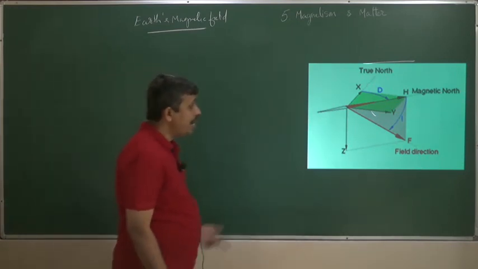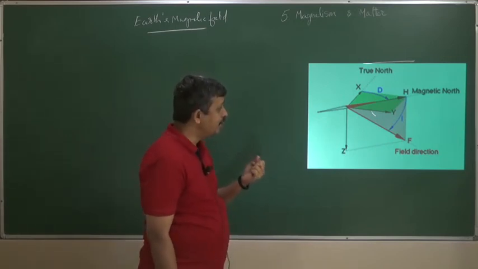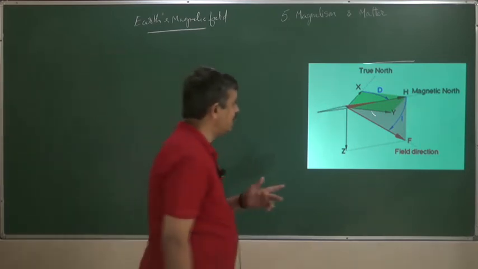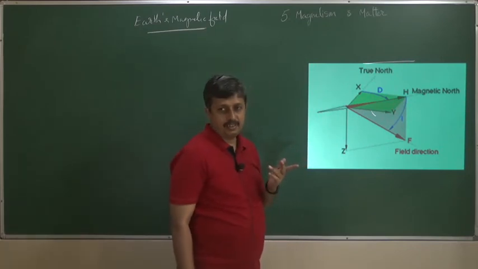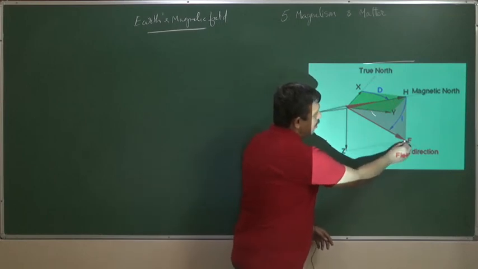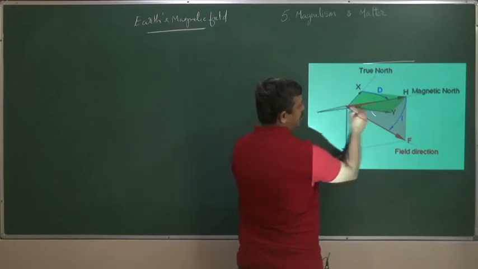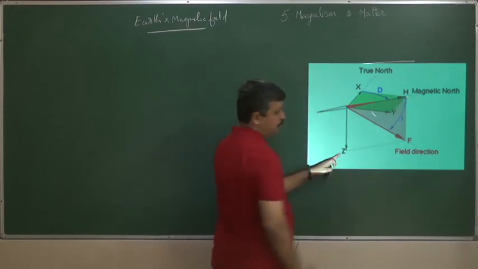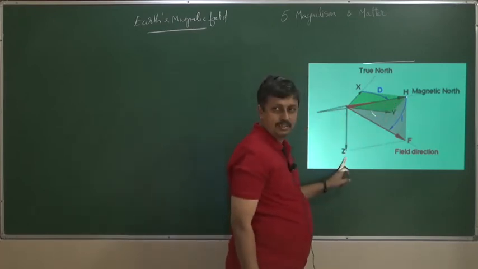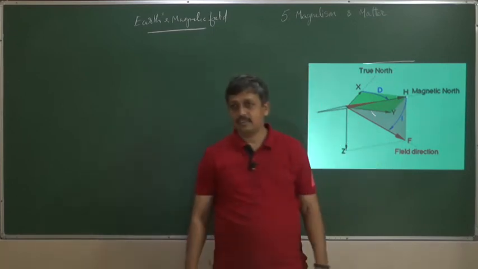If you are given one more piece of information, which is the horizontal component of the Earth's magnetic field, what is the horizontal component? It is simply, if you take this point and draw a parallelogram here, this is the horizontal component H, and this is the vertical component Z. So if you know both the horizontal and vertical components, you know F. We don't know F generally.